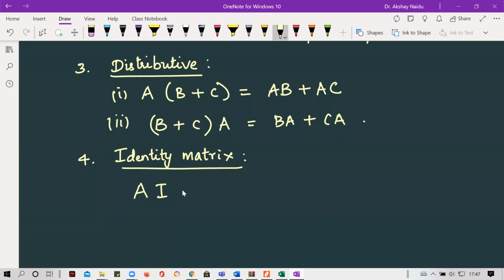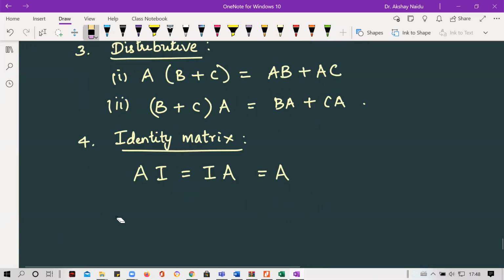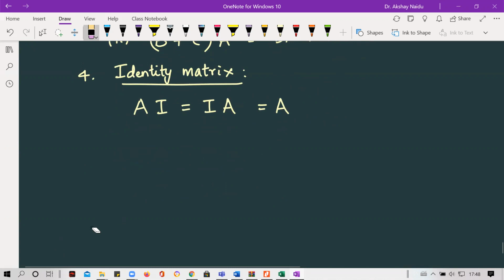A into I is I into A is equal to A. Okay, if A is n by n, not necessarily, but suppose it is 1 0 0 1. Generally this is valid for a square matrix, but you can have an identity matrix with a rectangular matrix also.